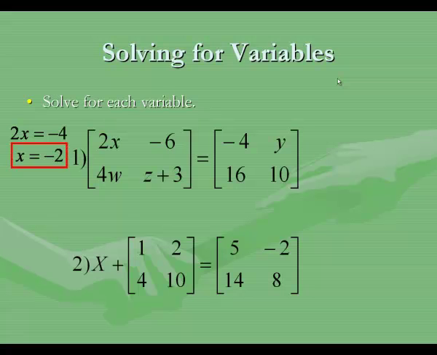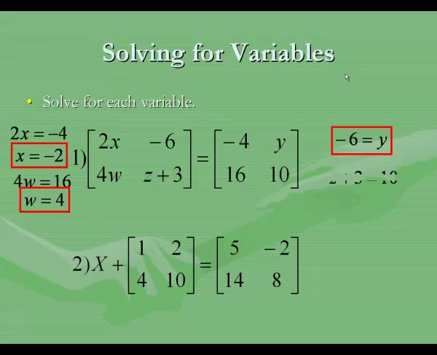Let's go to the bottom left. 4W is equal to 16 in the bottom left. Divide by 4. W is equal to 4. Go to the top right. Negative 6 equals y. Nothing needs to be solved. It's already solved. And then in the bottom right, z plus 3 equals 10. You're going to subtract 3 and get 7, so z equals 7.